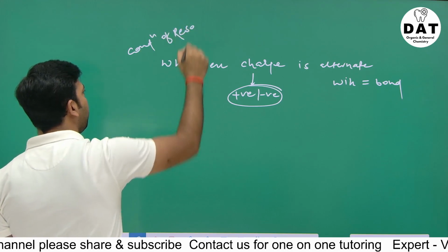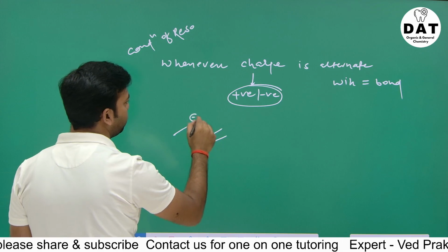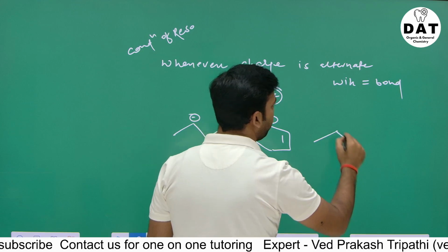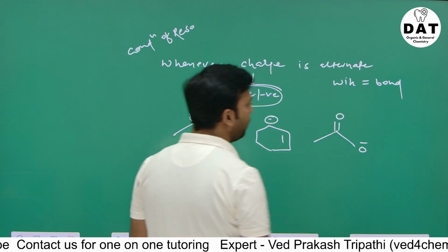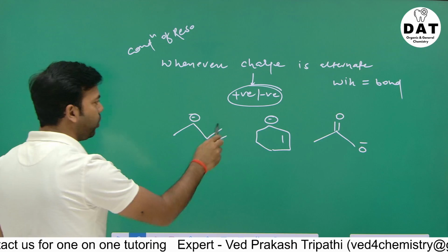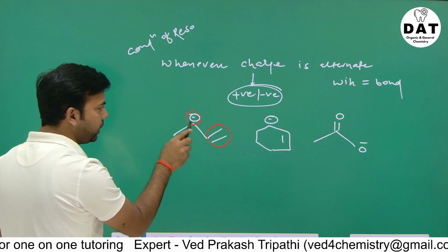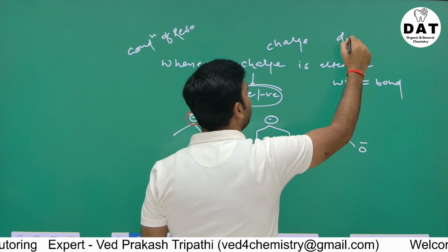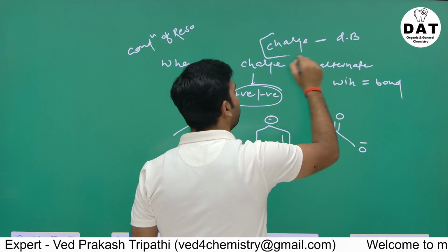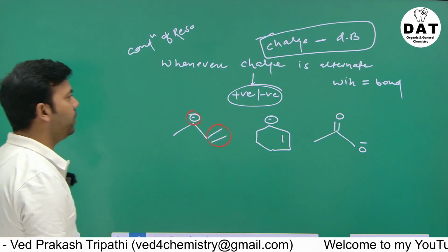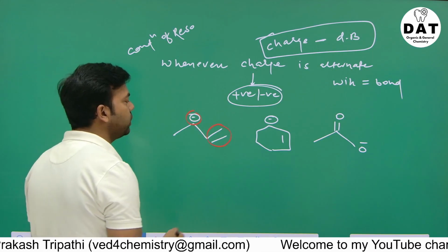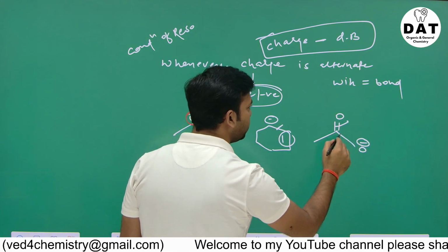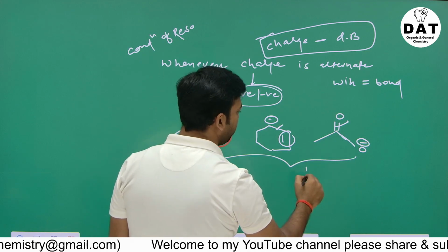Look at the example. You can see here we have a double bond and this is a negative charge. This is alternate. Alternate means charge and double bond are separated by a single bond. Clear? This is the story of resonance, or delocalization, or conjugation. Double bond and charge, we have a single bond. So this is all about the resonance.